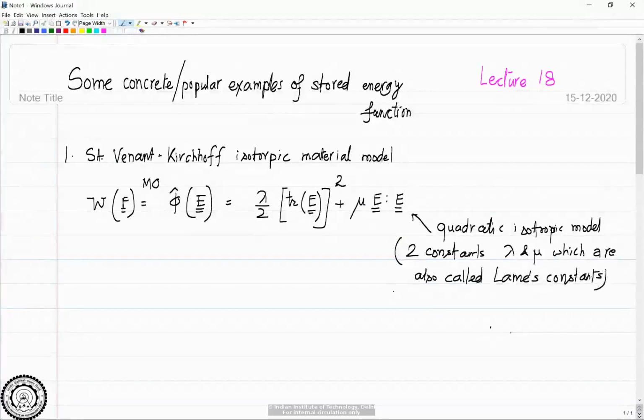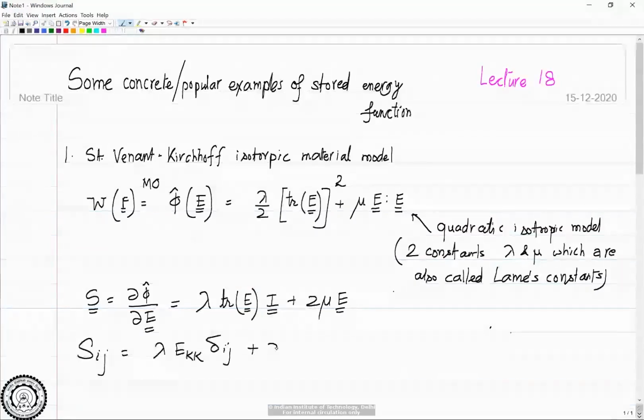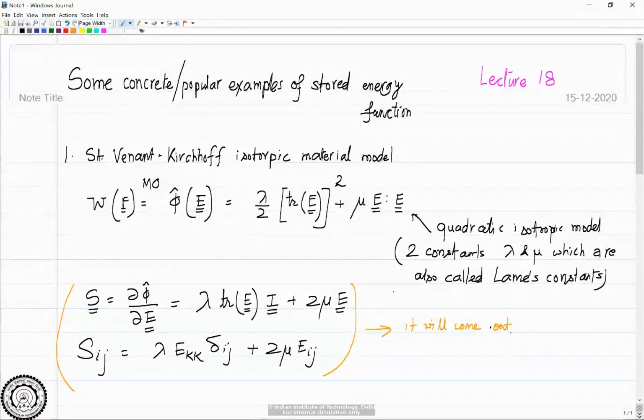Okay. And so from here, when you derive the second PK, which is S, that's equal to del psi hat over del capital E. When you work it out, it comes out to be lambda times trace of E into identity plus 2 mu into E. Or in index form, it is Sij equal to lambda times Ekk delta ij plus 2 mu Eij. So this relationship is something which should come out from your assignment. This is the answer. It will come out from the last problem of assignment 3.